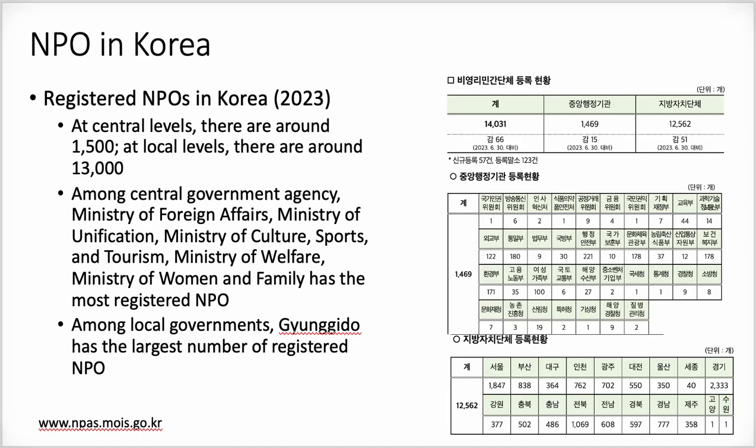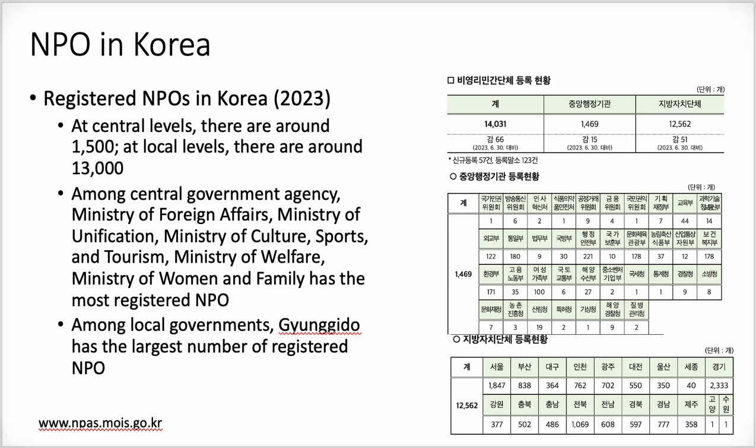And then what about NPOs in Korea? So let's look at the registered NPOs in Korea first. In 2023, at central levels, there are around 1,500, and at local levels, there are around 13,000. So the total will be around 14,000. Okay, that's the number of NPOs in Korea.